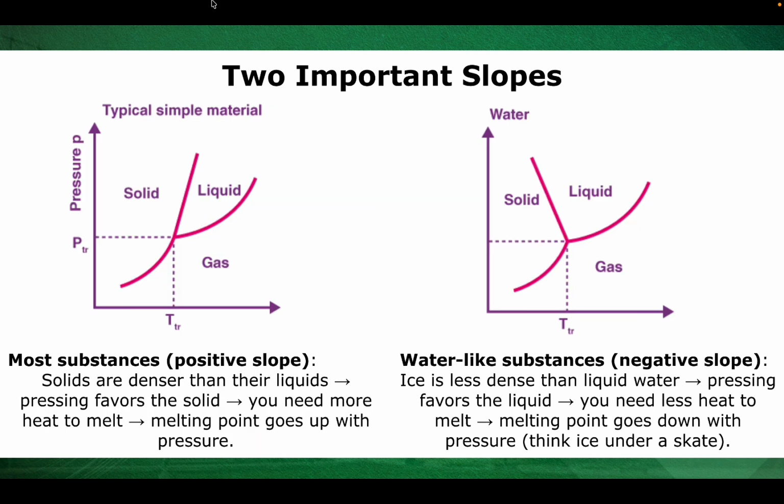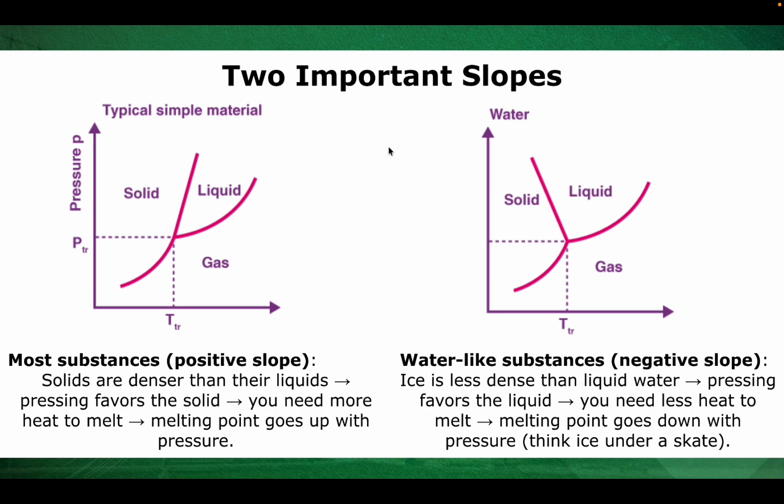So this graph on the left shows a positive fusion curve. Most substances follow this curve. This is because solids are denser than their liquids. So if you increase the pressure, it will favor the solid, meaning you will need a higher temperature to melt them. Therefore, the melting point goes up with pressure.